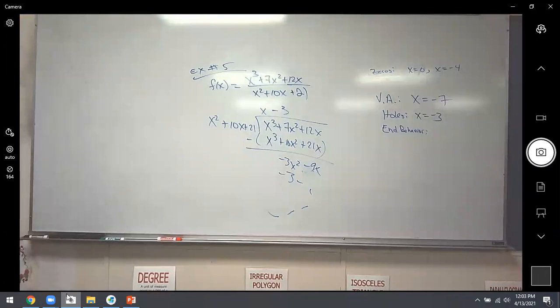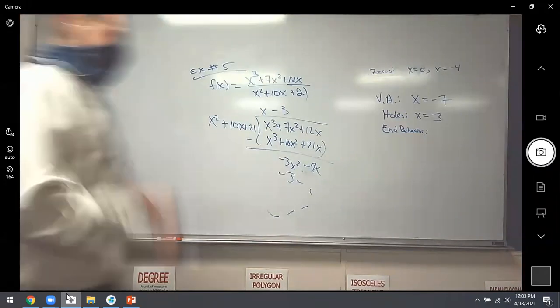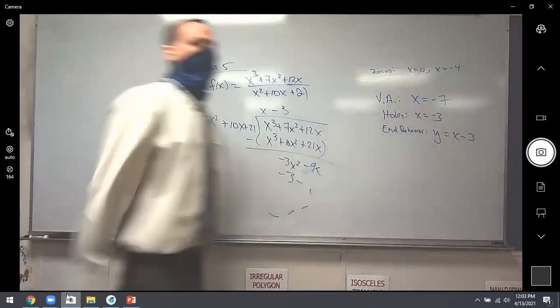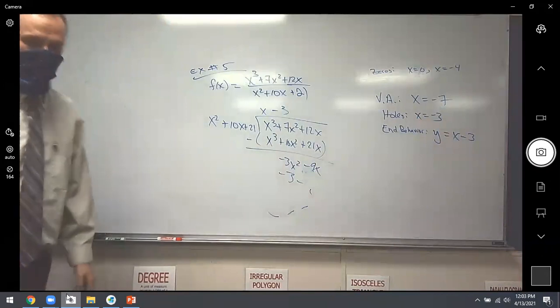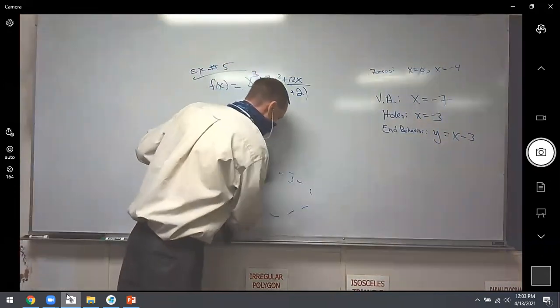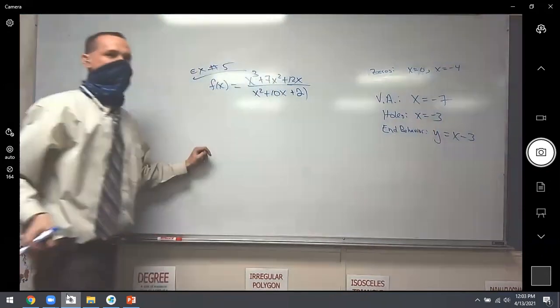If you kept going through long division, there'd be some remainders and stuff like that. But the answer would be x minus 3. Meaning, on the ends, this looks like a graph of just y equals whatever that is, which is x minus 3 right there. Now, how do you draw a hole? It's the last thing you do.